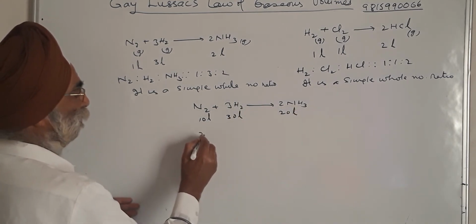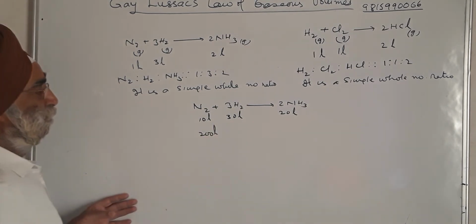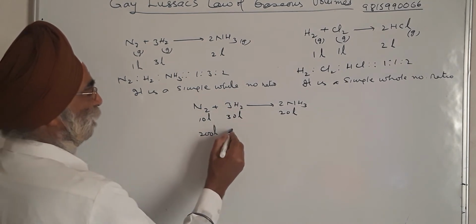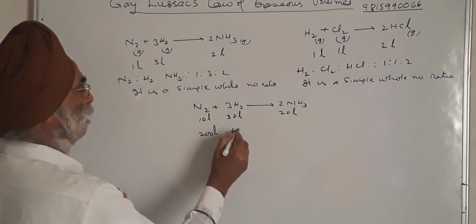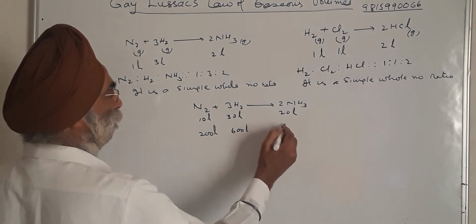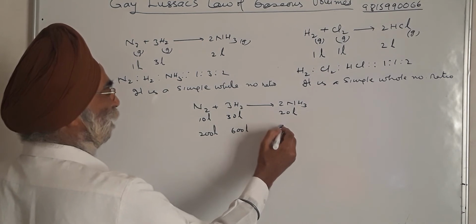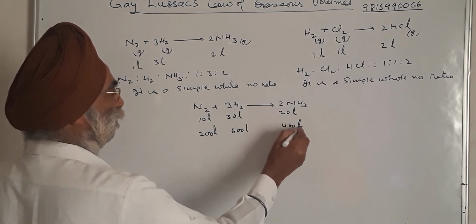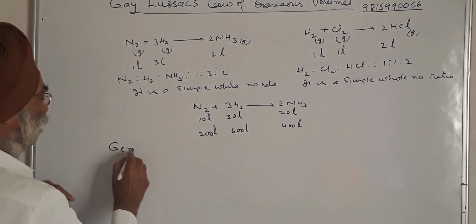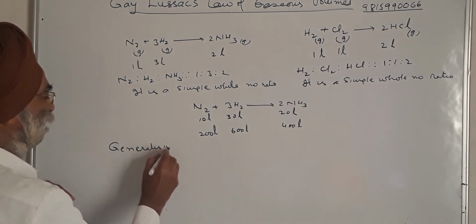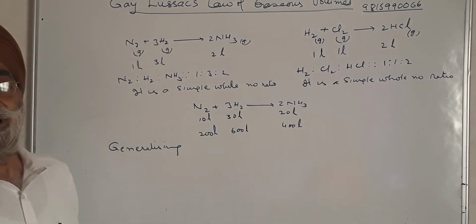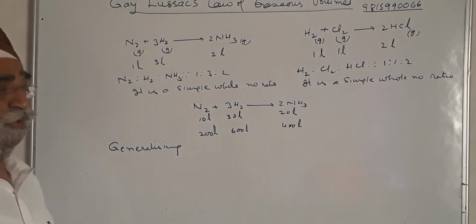We have 200 liters of nitrogen. We shall have to multiply, so 600 liters of hydrogen, and how much ammonia do we get? This is 400 liters. So, generalizing, we shall not select liter as a unit. It may be a liter, it may be a kiloliter, and so on.